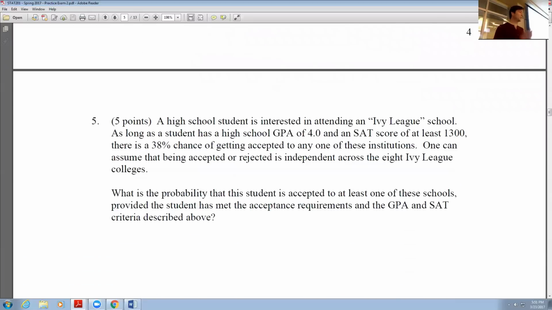A high school student is interested in attending an Ivy League school. As long as a student has a GPA of 4.0 and an SAT of 1300, my GPA was nowhere near that. SAT changes so much, but that's a good score out of 1600. There's a 38% chance of getting accepted to any of these institutes.